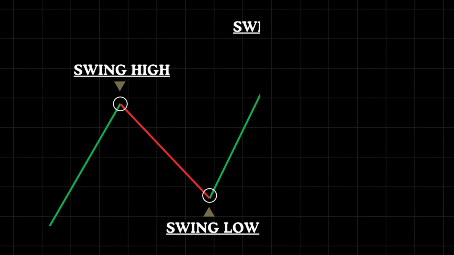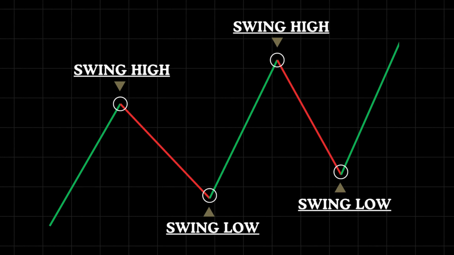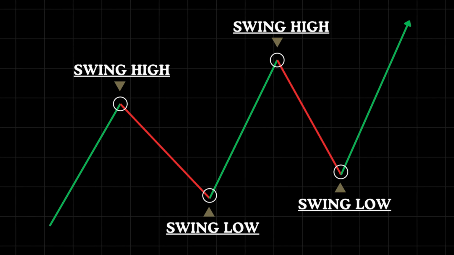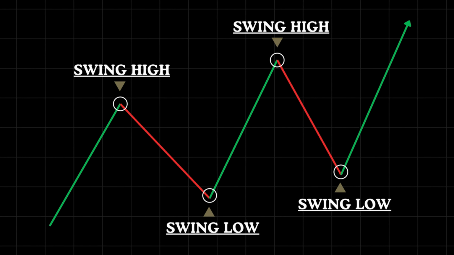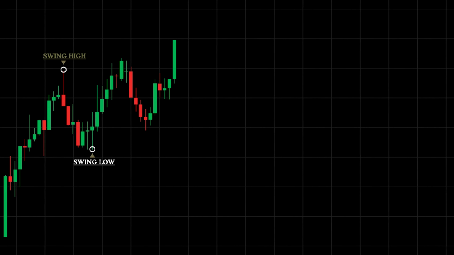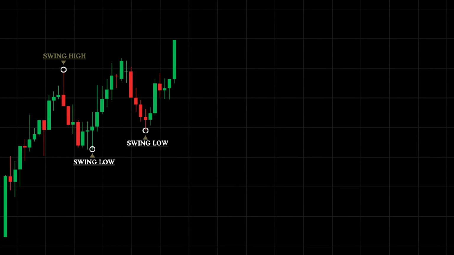A swing high forms when price moves upward, then reverses and begins falling. A swing low forms when price moves downward, then reverses and starts rising. For example, if price pushes upward and then pulls back, that high point becomes a swing high. If price drops and then bounces back upward, that low point becomes a swing low.